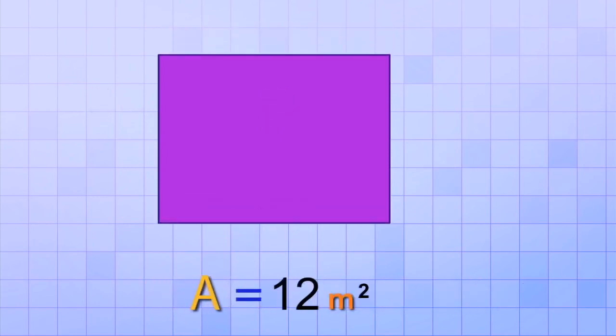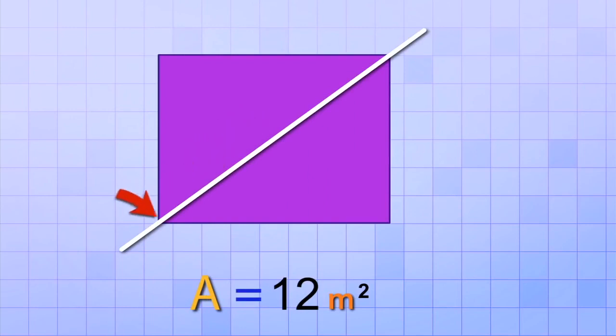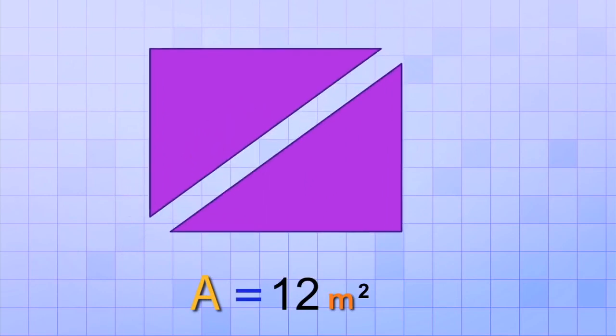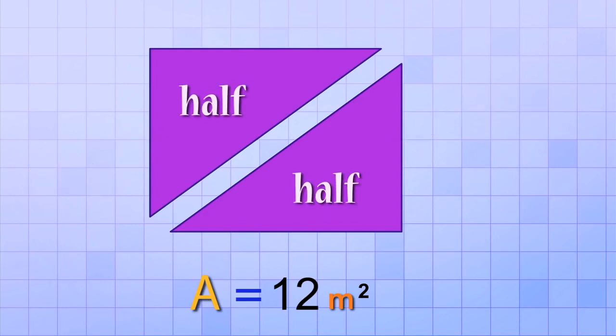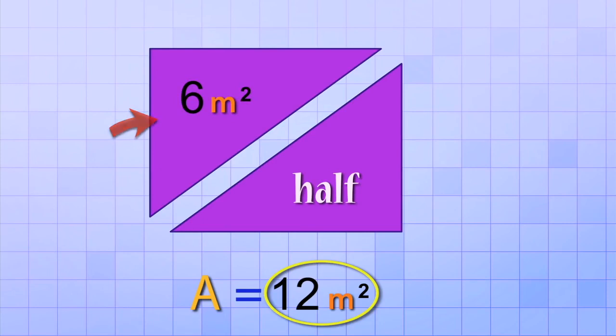But now, what if we were to cut this rectangle exactly in half along a diagonal line from opposite corners? It forms 2 triangles. And because each of these triangles is exactly half of the rectangle, that means that the area of either triangle must be exactly half the area of the rectangle. We already calculated that the area of the entire rectangle is 12 meters squared. So the area of this triangle must be 6 meters squared, and the area of this triangle must be 6 meters squared, since 6 is half of 12.